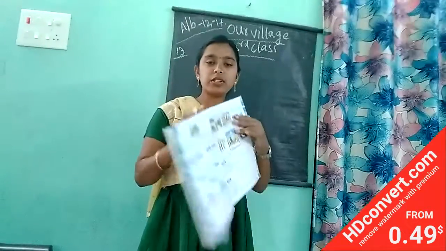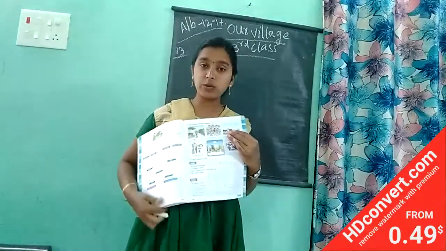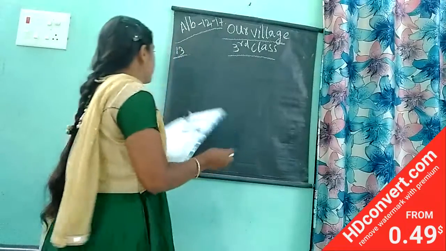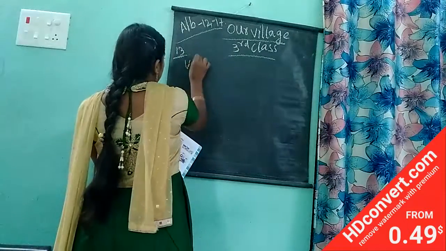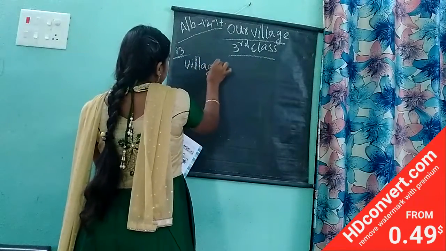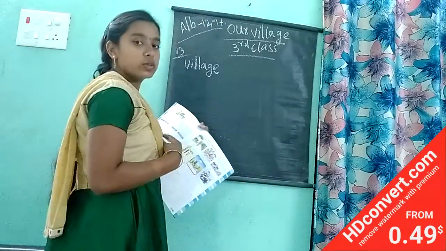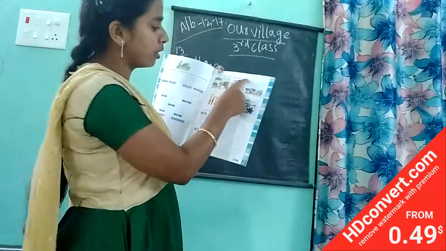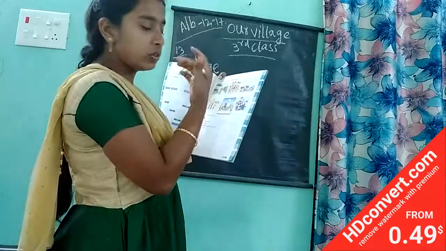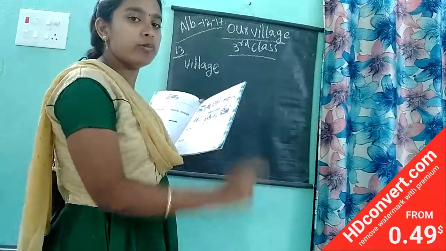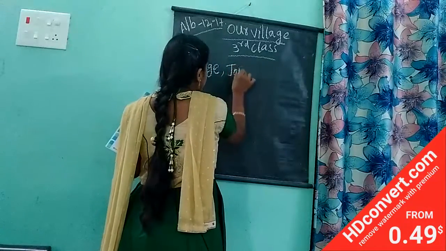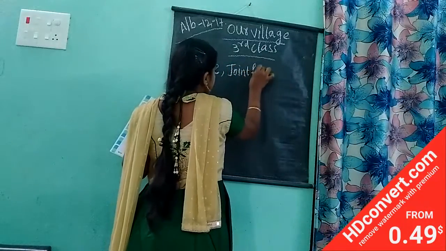If you see the first picture, by looking at this picture, we can say it is a village. Yes, the first one is the village. By looking at that picture, we have to identify what it is. And coming to the second picture, see here so many members are there. If so many members are there in one family, we call it a joint family. Joint family.